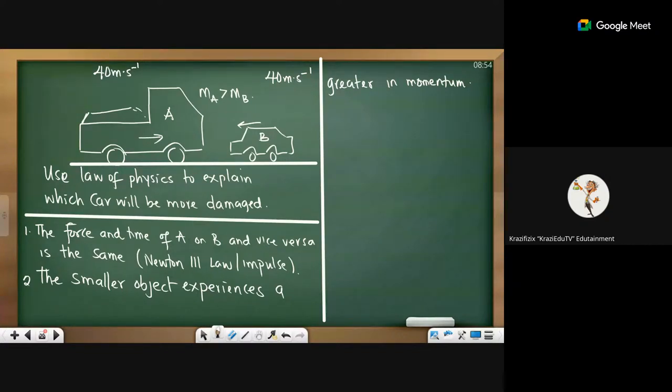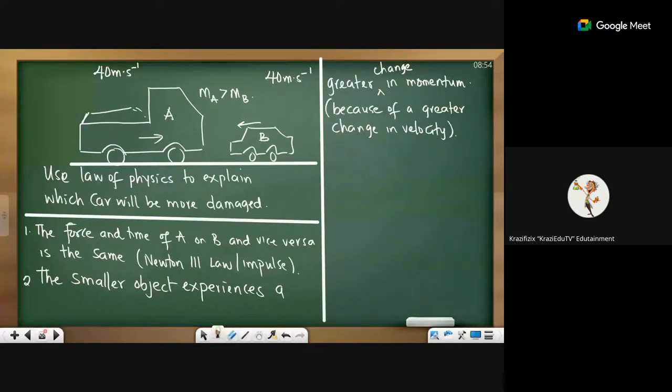At the end, they may both stop, but follow me. When they both collide, B will feel more impact, and that's what I'm trying to explain. The smaller object experiences a greater change in momentum, because, I'm putting it in bracket, because of a greater change in velocity.